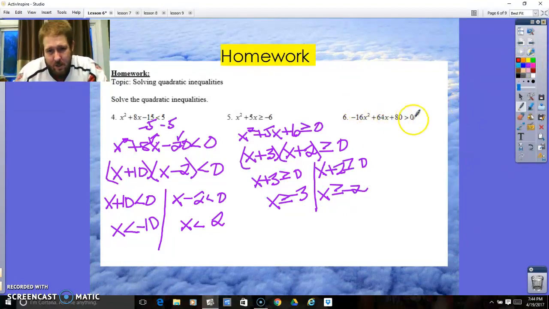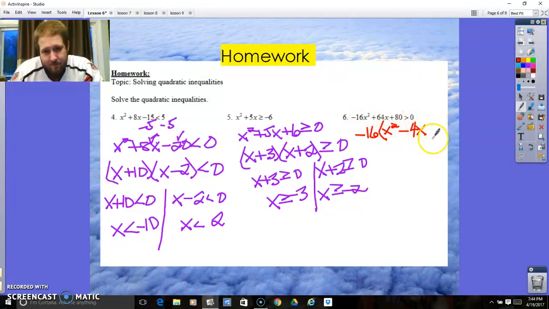Last question. It's already in standard form over here, but notice, you probably didn't notice, this might be the easiest question here, that all three of these numbers can all be divided by 16. So I'm going to factor out the negative 16. So that makes this x squared minus 16 times 4 is 64x, and 16 times 5 is 80. So it's going to be minus 5 greater than 0.